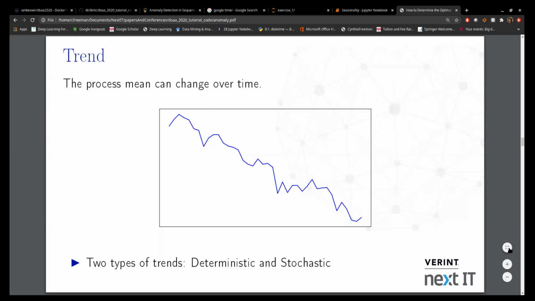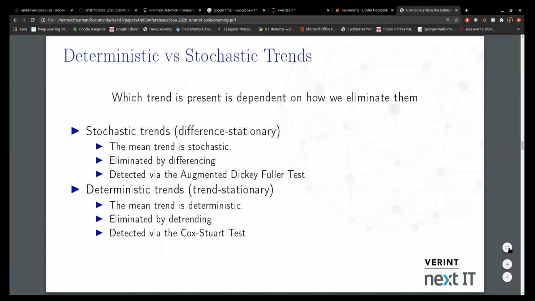There are two kinds of trend we're going to talk about: stochastic and deterministic trend. Before I describe these trends, a little refresher on what it means to be deterministic versus stochastic. In deterministic models, the output of the model is fully determined by the parameter values and the initial conditions. Stochastic models, though, possess some inherent randomness, so you can have the same set of parameter values and initial conditions and get different outputs. So for stochastic trends, the mean trend is stochastic.